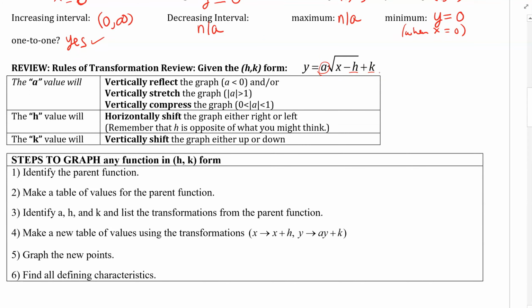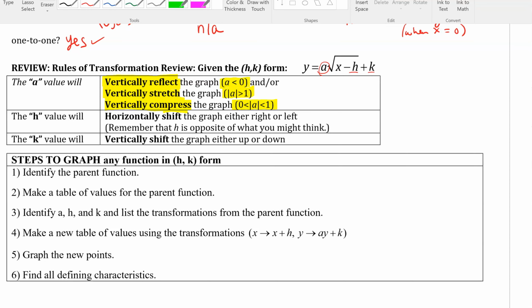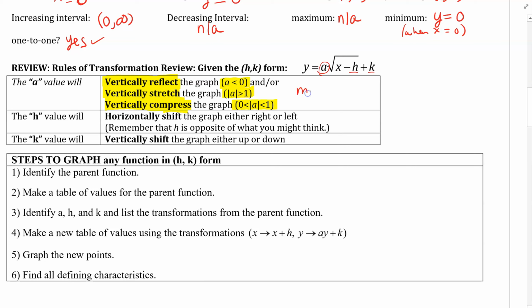So as a quick reminder, these are the things that the a value will do to the graph. It will either reflect, stretch, or compress. It reflects if a is negative. It stretches when the absolute value of a is bigger than 1, so numbers like 2, 3, and beyond. It compresses the graph when the absolute value of a is less than 1. Numbers like 1/2, 1/3, so on. Okay, so that's what a does, and that is because a is multiplying to the y value.